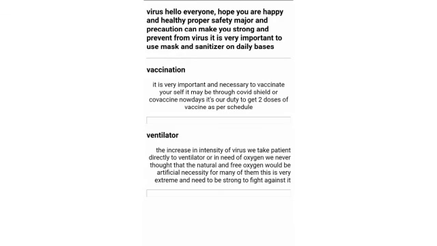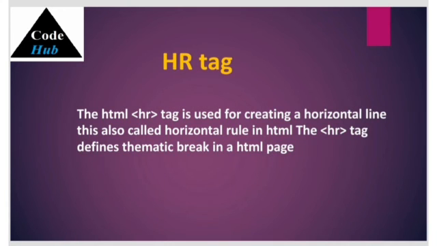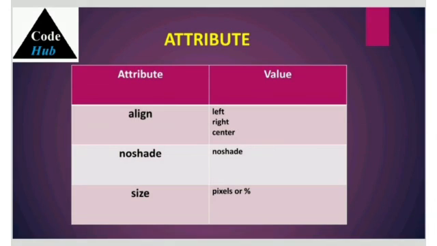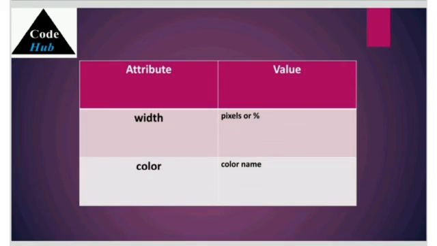Now let's move on to the last tag of today's session, which is the HR tag. The HR tag is used to create a horizontal line which consists of the thematic break in a page. Now let's look at the attributes. First is align, which specifies the alignment of the line, which can be right, left or center. Second is noshade, which removes the unwanted shading effect. Third is size, which specifies the thickness of the horizontal line. Next is width, which specifies the width in pixels. Last is color, which specifies the horizontal line color.